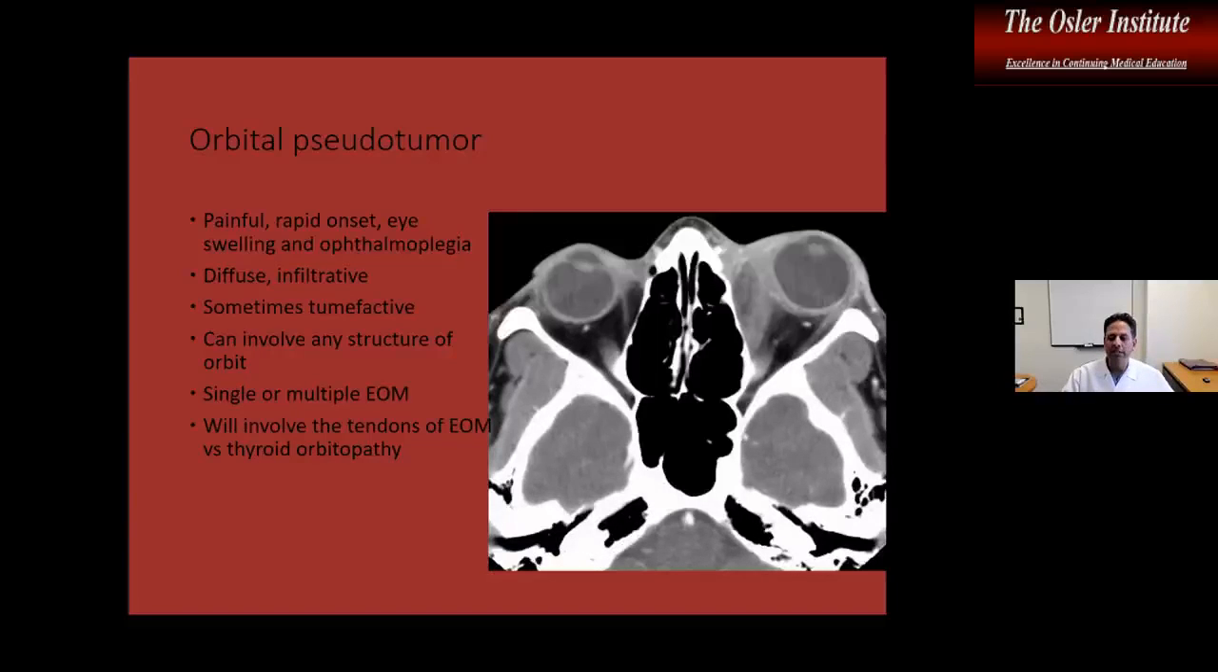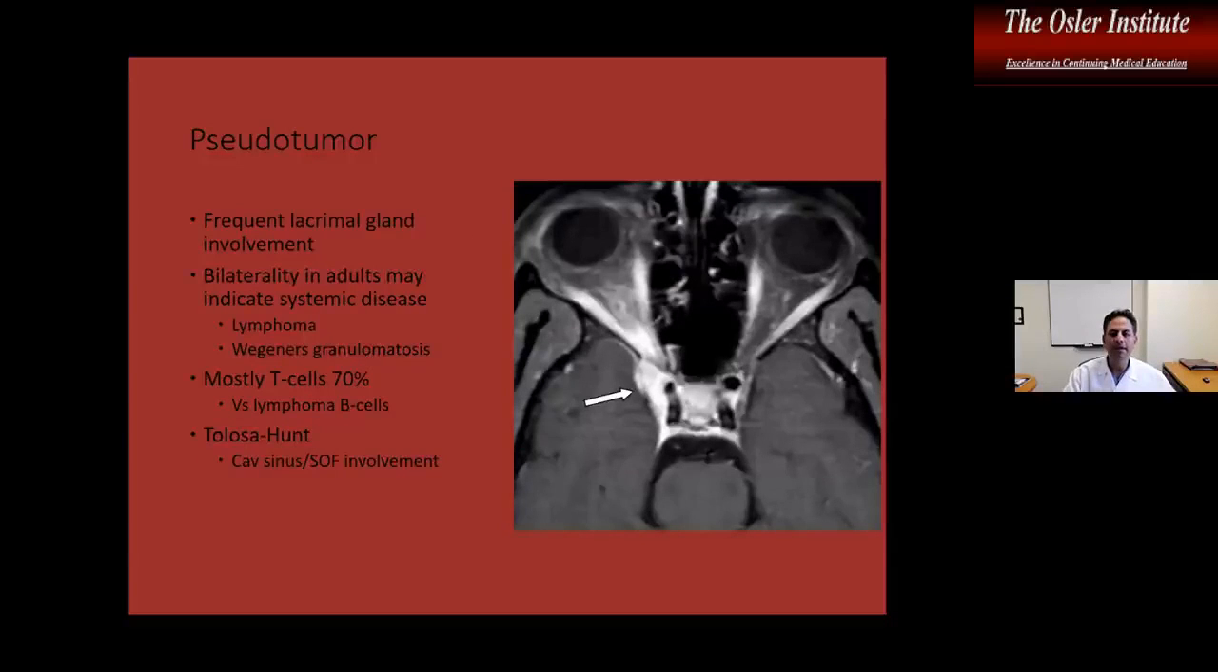But thyroid eye disease or this can both be inflammatory, and so it's hard to tell. But which muscle is involved is very useful. So here you can see that there's more inflammation in the back here, but in general you can have lacrimal gland involvement. Bilaterality in adults may indicate systemic disease, but honestly, if it's bilateral, I'm thinking more lymphoma and Wegener's, or sarcoidosis as well, because orbital pseudotumor is less commonly bilateral.